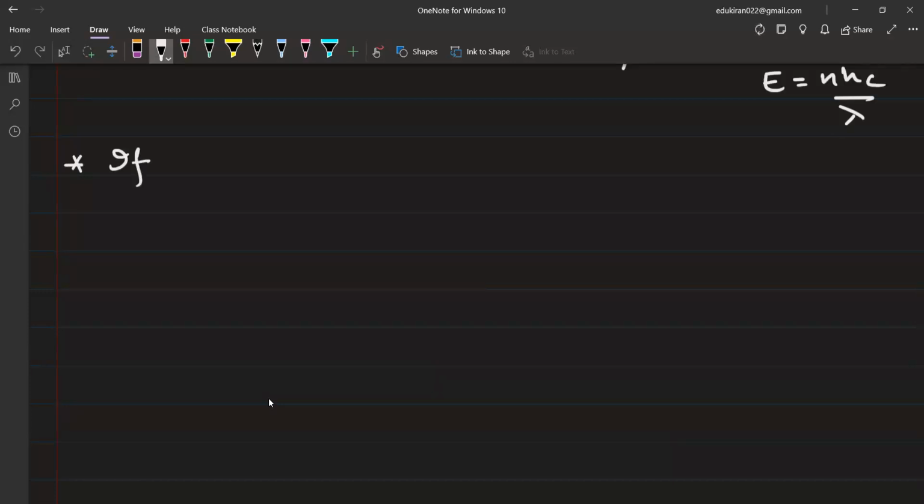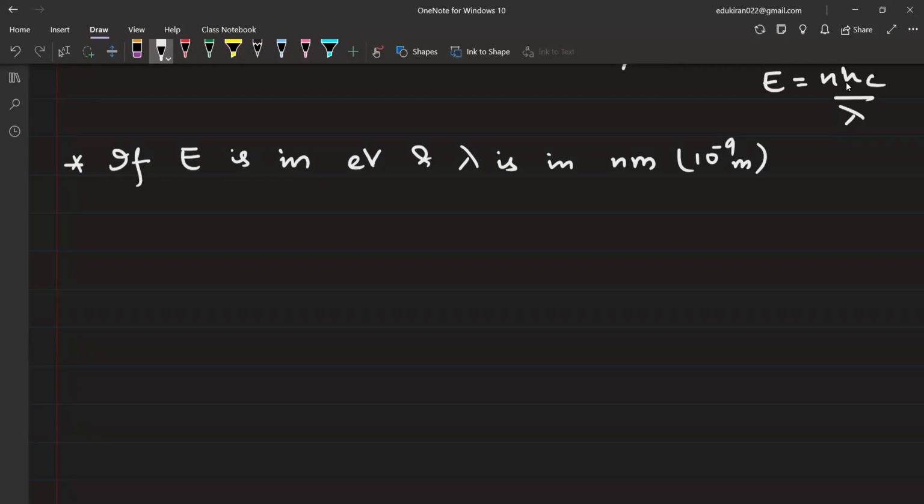If energy is in electron volts and lambda is in nanometers. This is for Zoha and Ilham only. You know the value of nano, both of you. Nano means 10 to the power minus 9 meters.